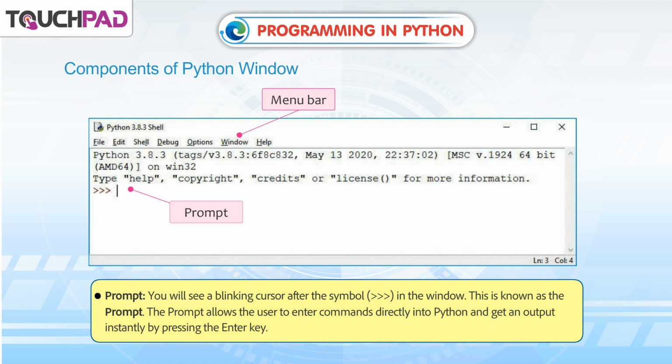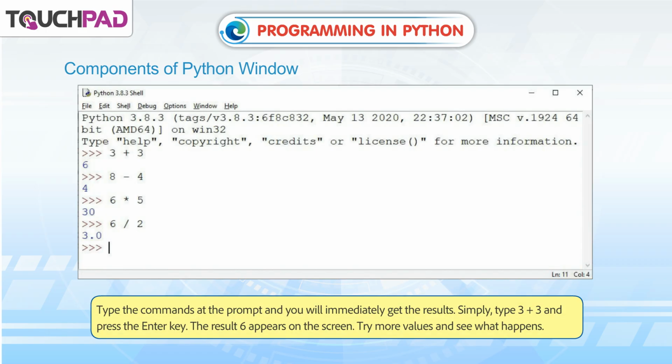Prompt. You will see a blinking cursor after the >>> symbol in the window. This is known as the prompt. The prompt allows the user to enter commands directly into Python and get an output instantly by pressing the Enter key. Type the commands at the prompt and you will immediately get the results.